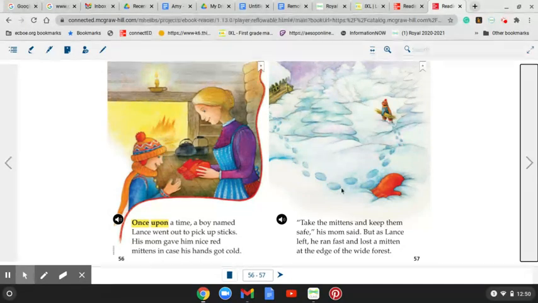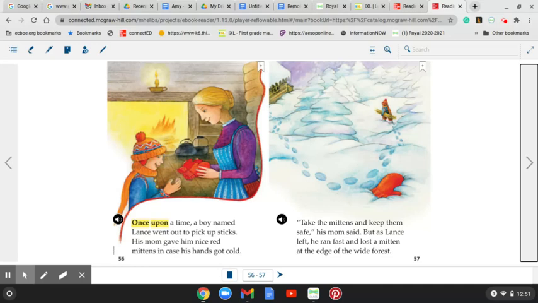And we see the mitten here. How does that make you feel about him losing the mitten? Let's think together. When do we think he'll realize his mitten is gone? We will see as we go through the story.